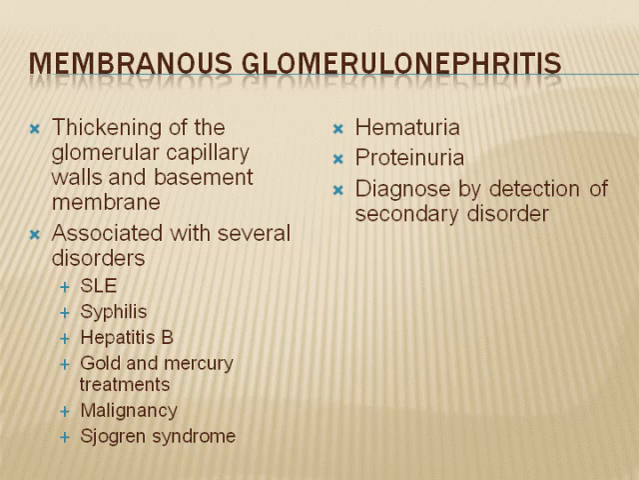Membranous glomerulonephritis. This is when the glomerular capillary has a thickening of the walls in the basement membrane. It's associated with quite a few different disorders: lupus, syphilis, hepatitis B, gold and mercury treatments, malignancies, and Sjogren syndrome. What you see upon urinalysis is hematuria, proteinuria, and the way you can diagnose this is by detecting the secondary disorder. So having these features and knowing that the patient has syphilis or lupus or any of the others that are listed there.